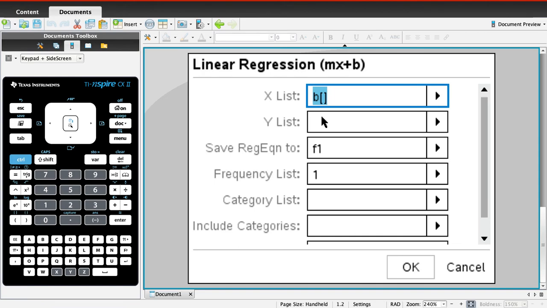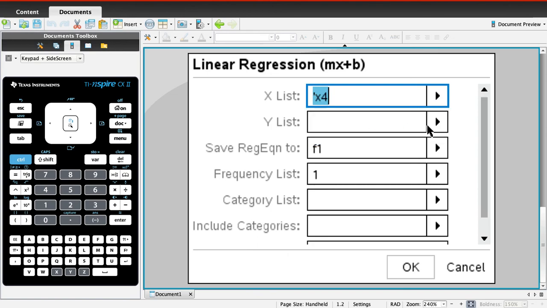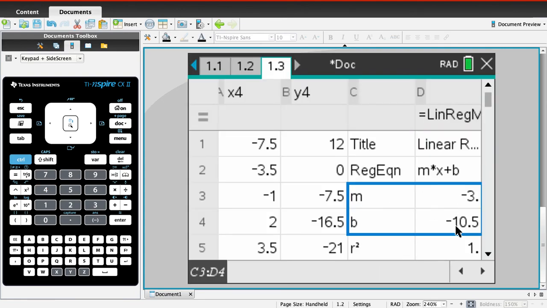As I've mentioned multiple times in class, I always name these with the same convention because sometimes these lists are going to get crazy. So my x's, my y's, and I'll rename my function as f4, just in case I want to graph it or look at it later. I'm going to click OK, and notice it gave me the exact same answer. Y equals negative 3x minus 10.5.